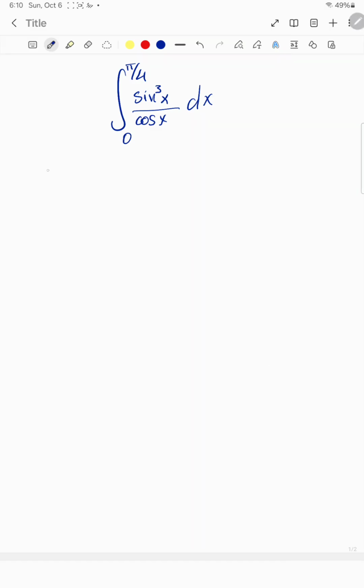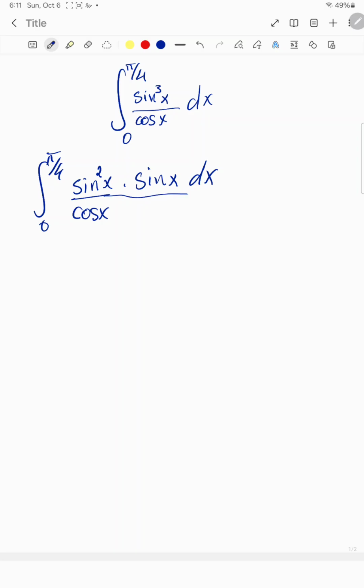this integral as the integral between 0 and pi over 4 of sine to the power of 2x times sine x, and this is to the power of 3, divided by cosine x dx. Yeah, I can do it like that, because sine to the power of 2 times sine x is sine to the power of 3, so I did not change anything.